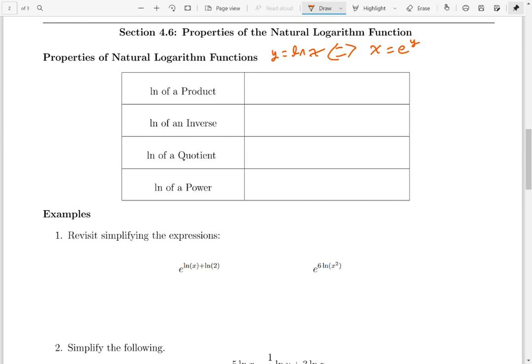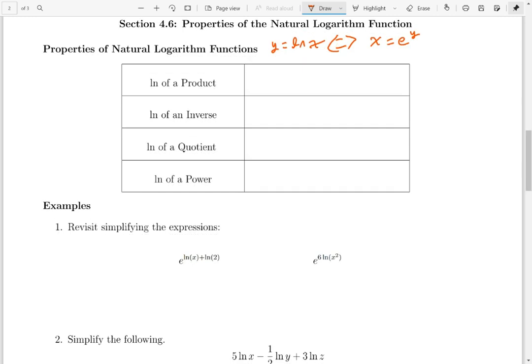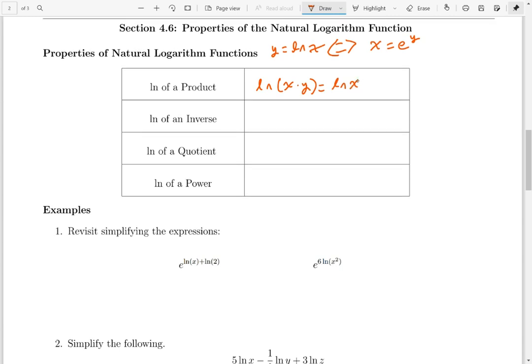And so another way to think about logarithms is that a logarithm is actually a power. And so a logarithm is a power. And so our properties of natural logs and logarithms in general are specifically going to come from our exponent rules. And so if you can think about the fact that logarithms are powers, then hopefully you can recognize what's going on here. So the natural log of a product, that is, the natural log of x times y, is the same thing as the natural log of x plus the natural log of y.